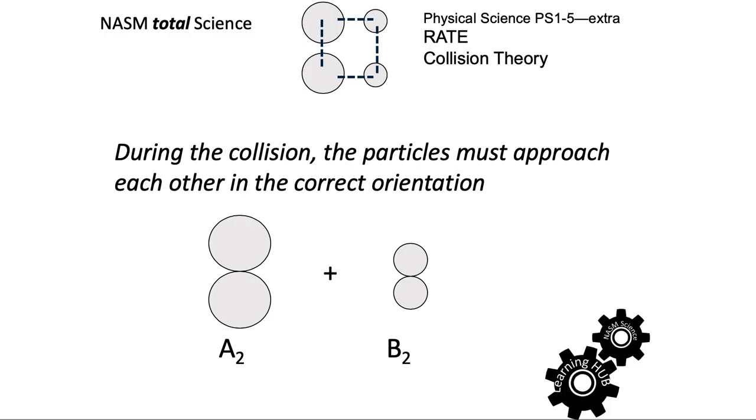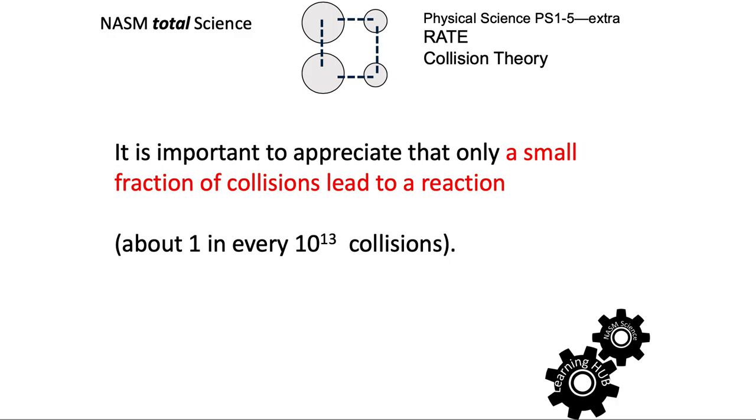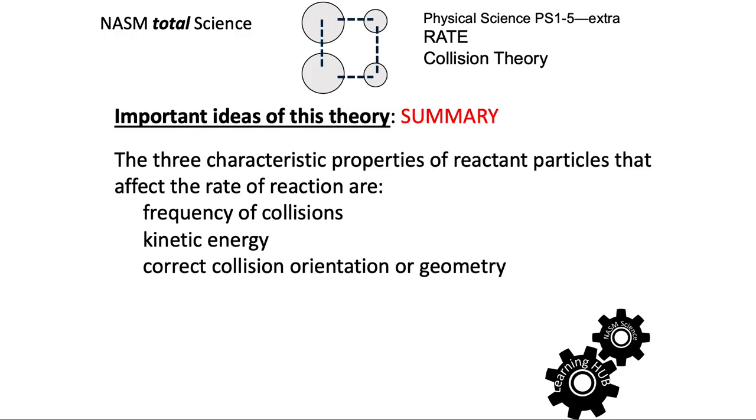So we're getting the correct collision, and the rate of reaction is really the number of successful collisions, how much product is made during a unit of time. And it's important to mention that only a small fraction of collisions will lead to a successful reaction. And here the figure is about 1 in 10 to the 13.